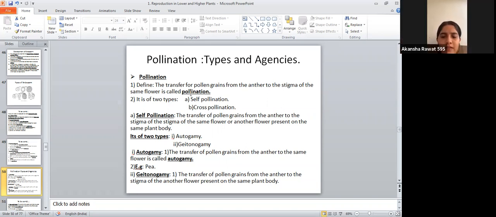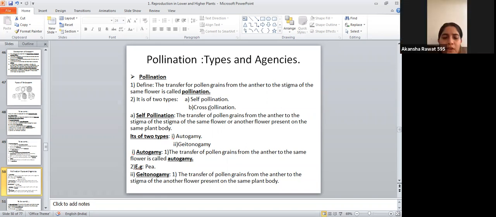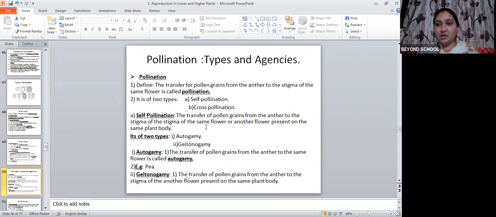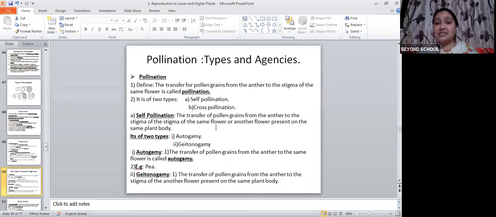Pollination is of two types. The first is called self pollination, and the second one is called cross pollination. Now, self pollination means what? When pollen grains are transferred from the anther to the stigma of the same flower or of another flower present on the plant of the same body.